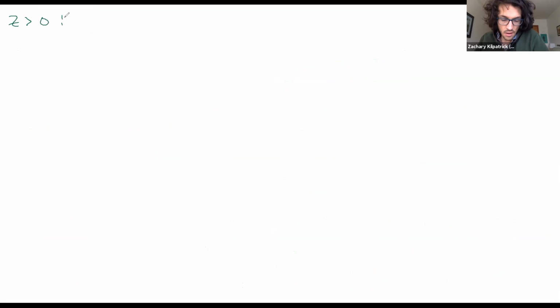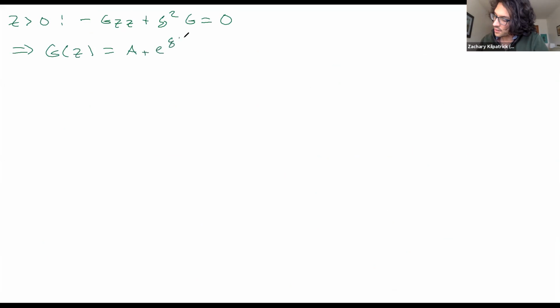Z greater than 0 looks quite similar. So we have minus g_zz plus q squared g equals 0. I have then a g of z, a little bit of an abuse of notation. I'm just writing g as a function of z here. We'll write it out fully as a function of z and y momentarily.